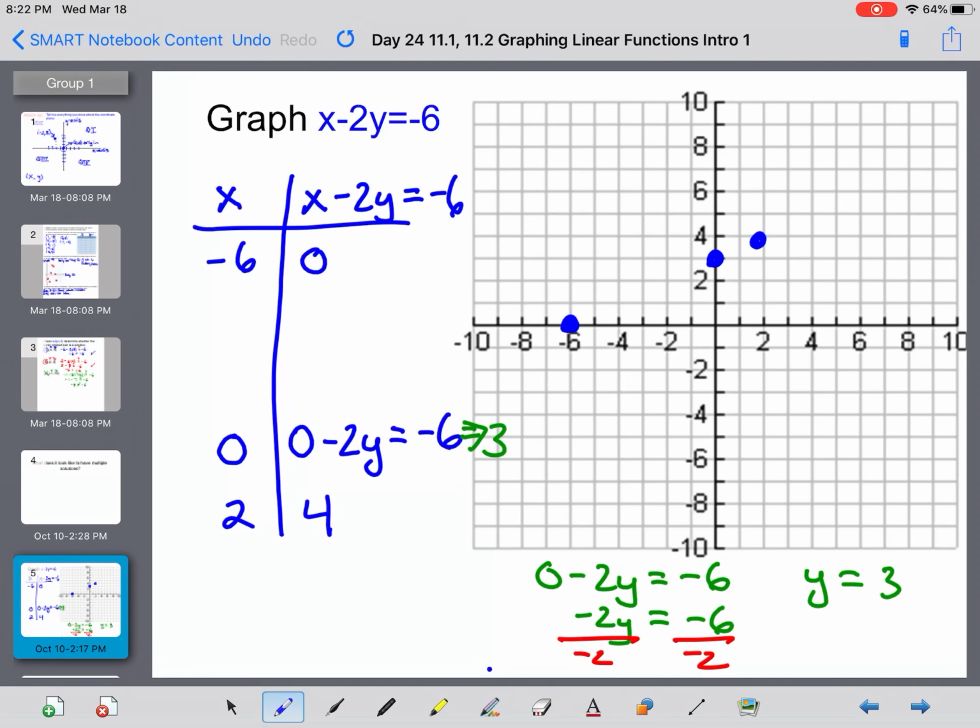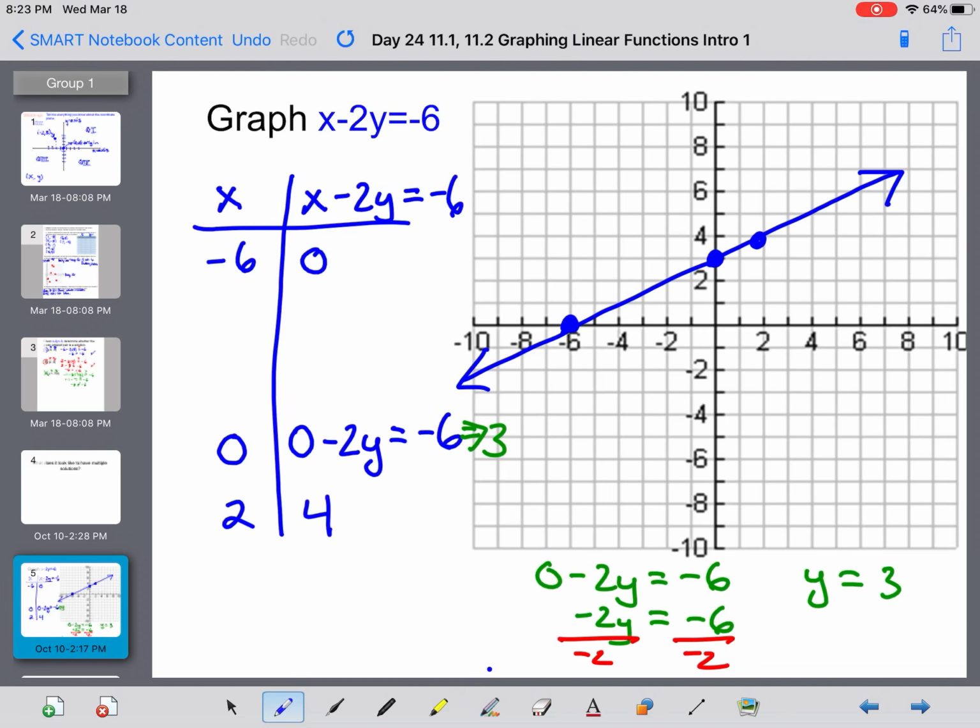Now, do you see how those points are falling on what looks like a straight line? That's a really good sign. When we're graphing a linear equation, for example x minus 2y equals -6, we're expecting to get a straight line. If you don't get a straight line, go back and double check your math because something's going to be off there. So there's my first one.